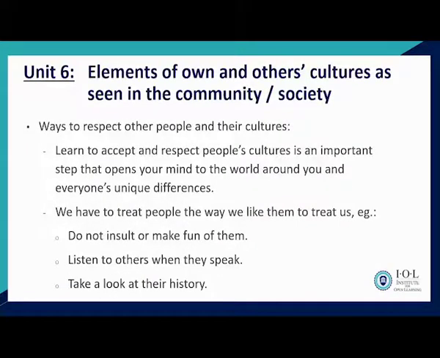Ways to respect other people and their cultures. Learning to accept and respect people's cultures is an important step that opens your mind to the world around you and everyone's unique differences. We have to treat people the way we like them to treat us. For example, do not insult or make fun of them. Listen to others when they speak. Take a look at their history.